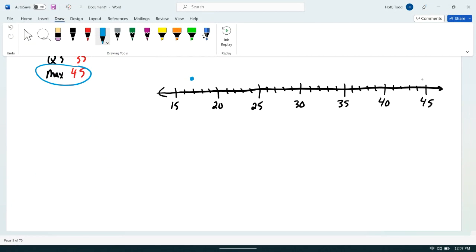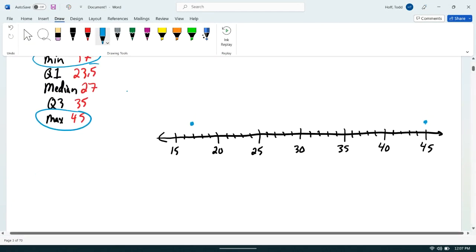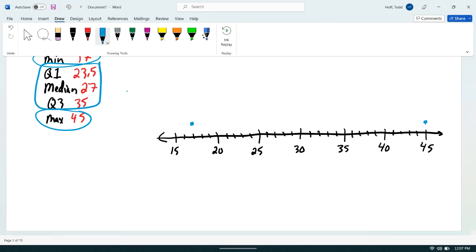So 45 for the maximum. There's a dot for the maximum. The quartiles and the median then get marked with vertical lines. So 23.5 for the first quartile, 27 for the median, and 35 for the third quartile. Then we connect the first quartile to the third quartile, like that, to make the box.